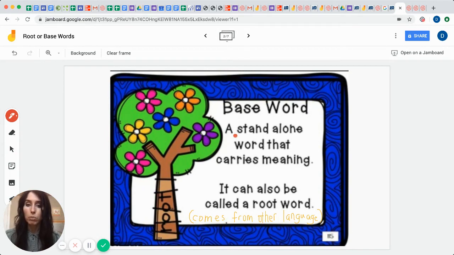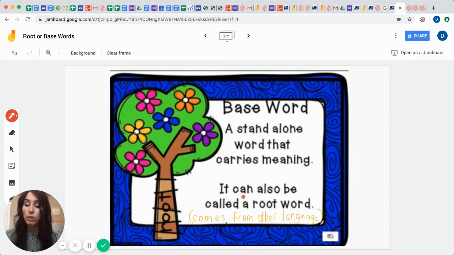But now let's talk about what a base word is. The base word is the middle part of the word that can stand alone and that carries meaning. Meaning, these are the words without any prefixes and suffixes that you find in the dictionary. And the dictionary tells us what those base words mean.